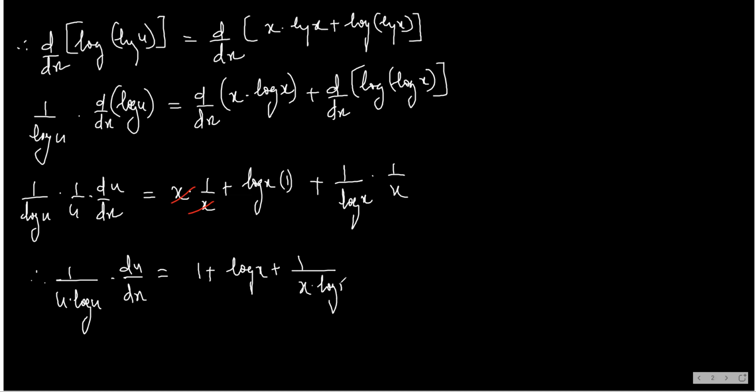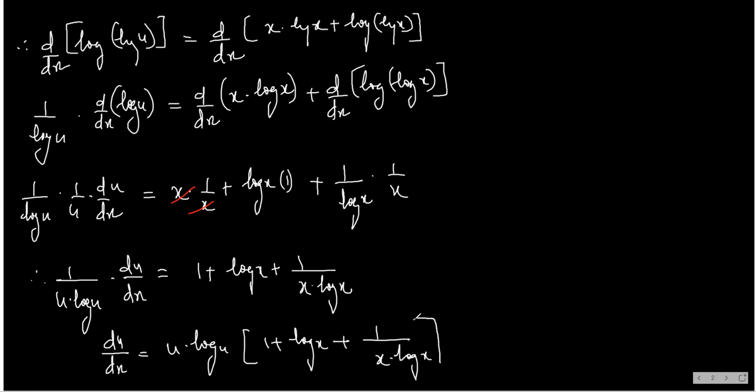this is 1 plus log x plus 1 upon x log x. Okay, so finally we want du by dx. So what will be du by dx? Du by dx will be this u into log u. I will shift it to the right hand side, it will go in the numerator. So u log u, and inside the bracket 1 plus log of x plus 1 upon x log of x. Okay, this is du by dx.